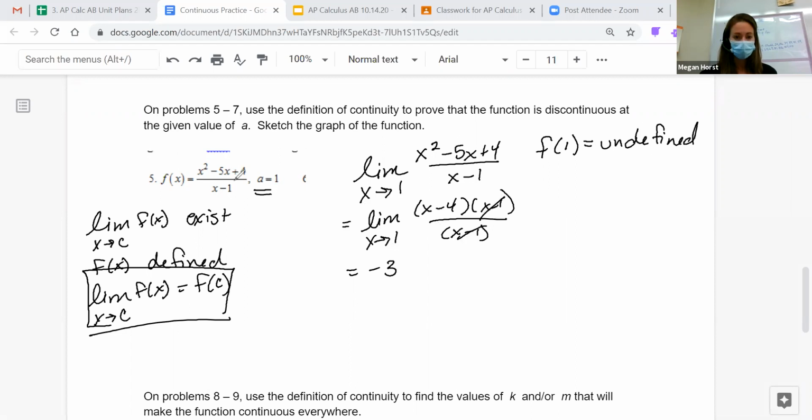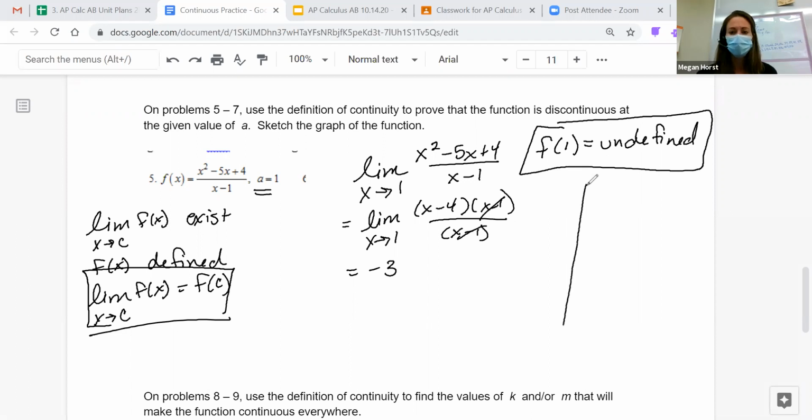And 1 is the reason this function's discontinuous. We have a hole at 1. So the reason why this function is not continuous is because f of 1 is undefined. And if I were to graph this function, it would look really similar to the graph of x minus 4. So it would have a y-intercept down here at -4. It would be a linear function, but then at 1, -3, so right about here, it would have a hole. So this function would look like this. So notice the limit exists, but this function isn't defined.